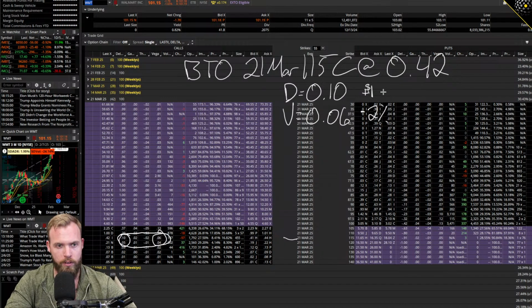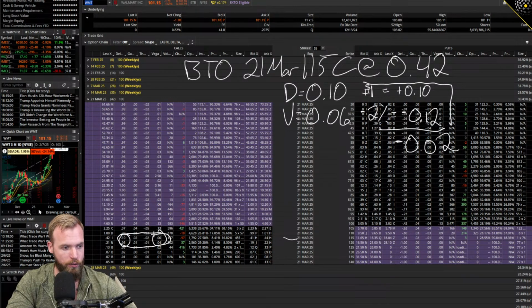Here's what happens. Your plus $1 move gives you plus 10 cents. Your minus 2% volatility during that move gives you negative 0.12. So if I net out these two moves, you come out at negative 0.02. This is before we factor in theta, which is another negative 0.02. So once we include theta, you're now at negative 0.04.